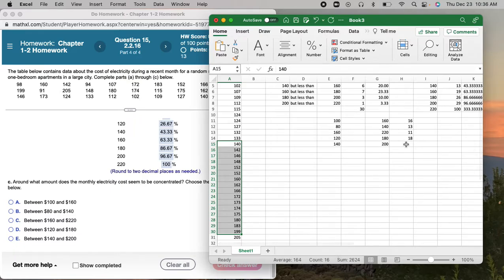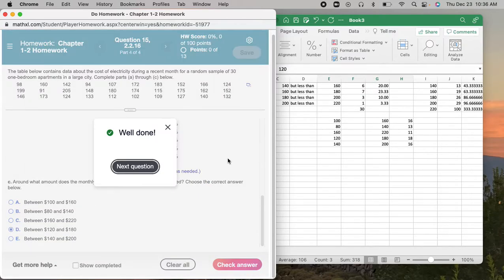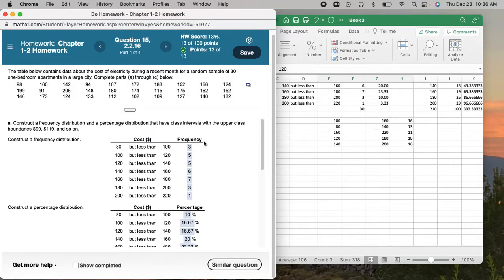Okay, so just looking at this, which one has the highest number, right? Because that's where most of our monthly electricity cost is going to be concentrated, and it's going to be between 120 and 180, because between there I do have 18 observations. So I click D, 120 and 180, I check my answer, and that is correct. All right, and that is how you construct the frequency distribution and a percentage distribution.